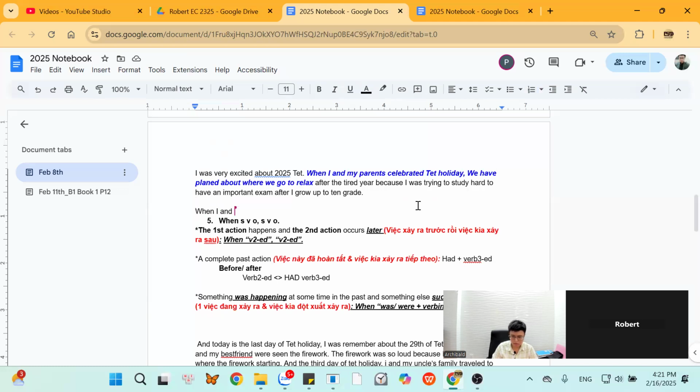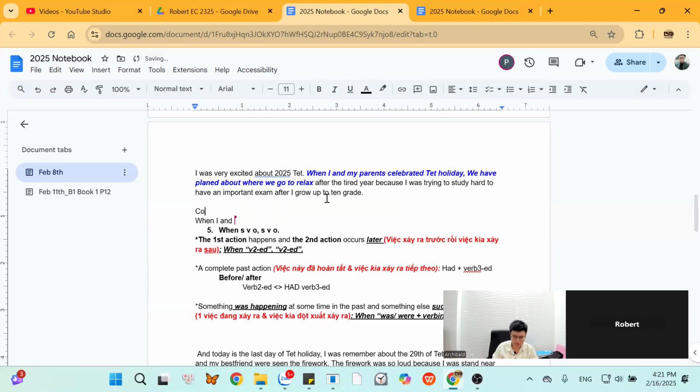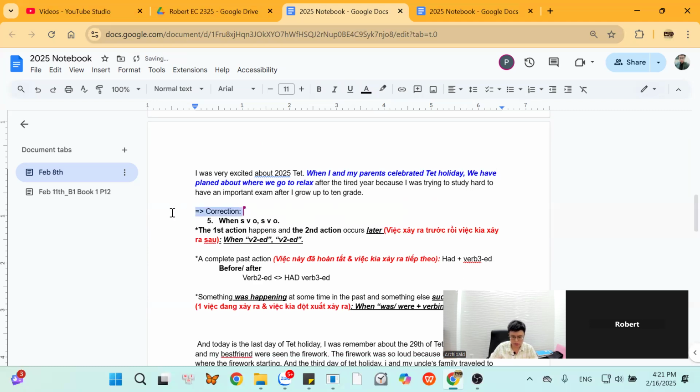When I and my parents were celebrating that holiday, we planned about where we go to relax. Yes, we planned, okay. Plan, how to use the word plan, very good. So please type your sentence right here. Okay, this is the correction place for you to type. All right, please cover your sentence. And how to use the word plan.